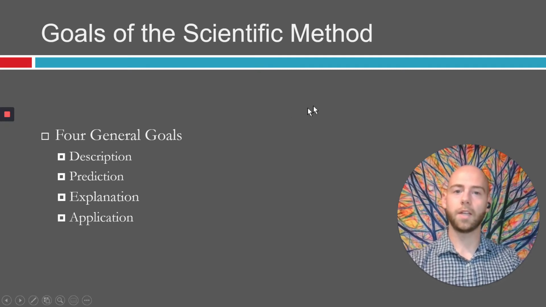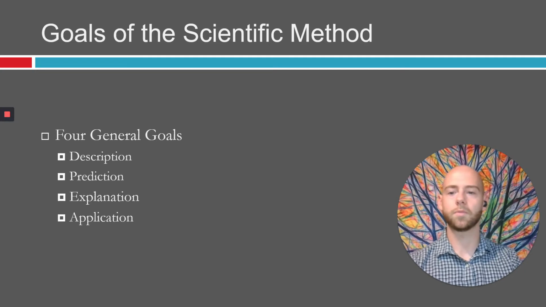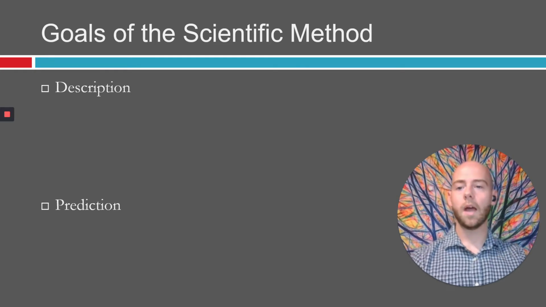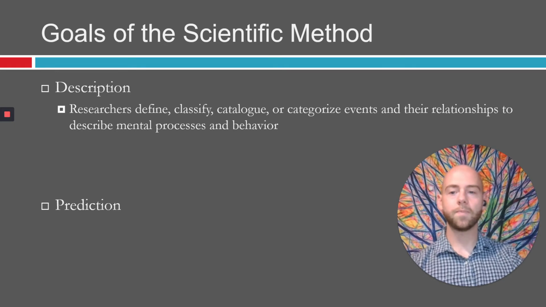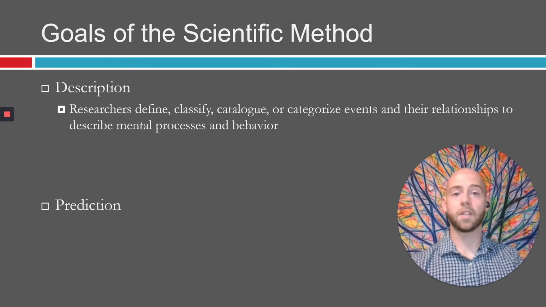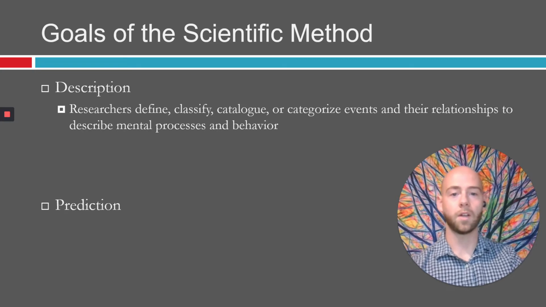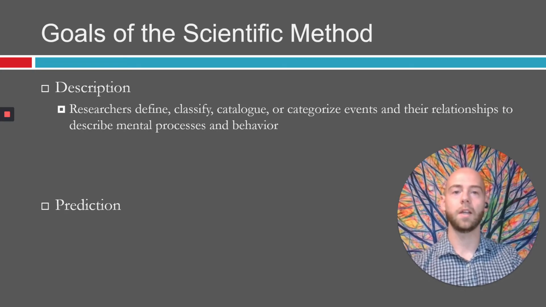And they kind of are ascending in order of complexity and just how you're trying to use this information, I guess, and ascending in specificity, we could say too. So, what are description and prediction to start off? Description is just what it sounds like, that you're trying to describe something. You're defining, classifying, cataloging, or categorizing things and how they're related in psychology to talk about mental processes and behaviors.